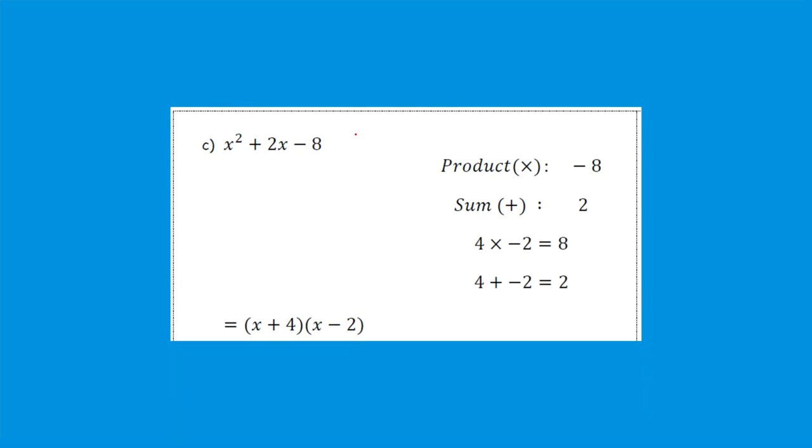So when you do this example, we're thinking what numbers multiply to give minus 8, which we can call the product. So the product is minus 8. These two numbers multiply to give minus 8. And they also add to give 2, which we get from this part. So when we factorize, the 4 goes here, and the minus 2 goes here.